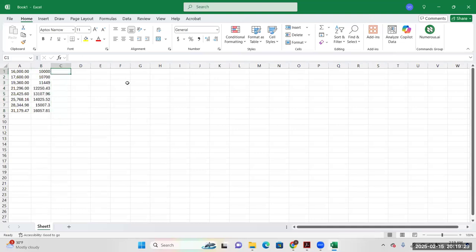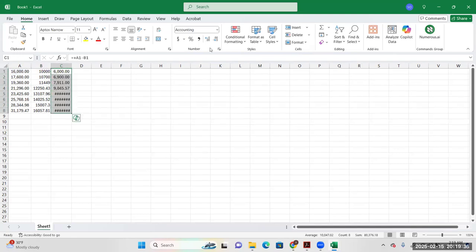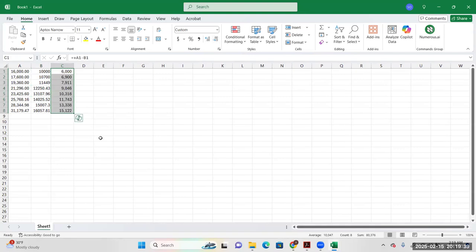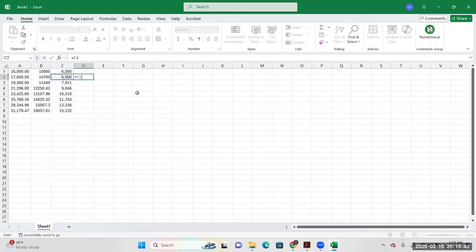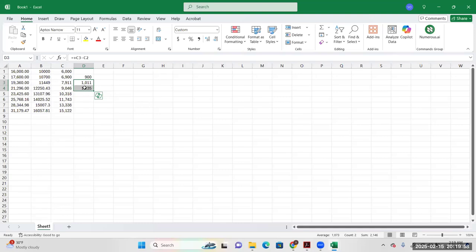So what is the difference? Let me see. It is increasing every year, or what is the percentage? So if we check, 15.2. How much is the increase? 900, 100. So this is the increase.